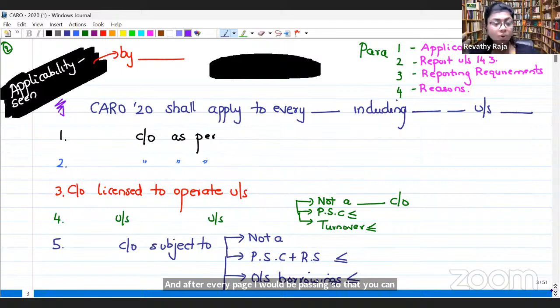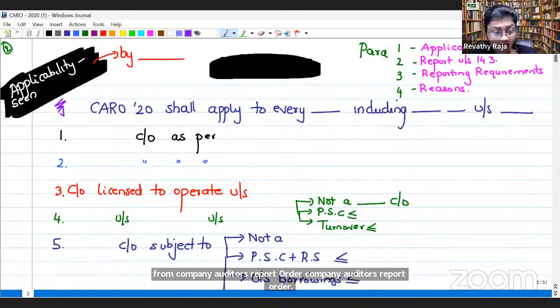And CARO, what is the full form? CARO, full form: Company Auditors Report Order. It is an order issued by MCA. Our MCA has issued this order.